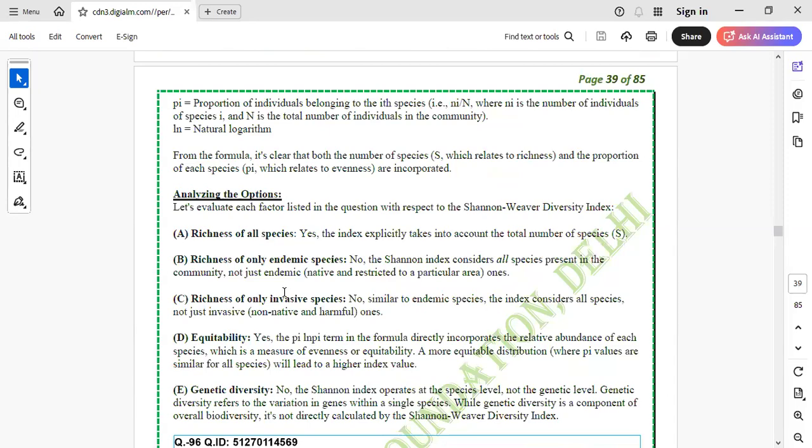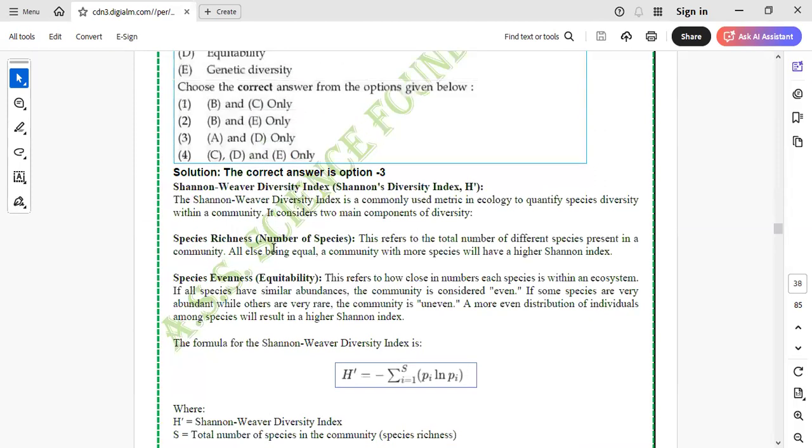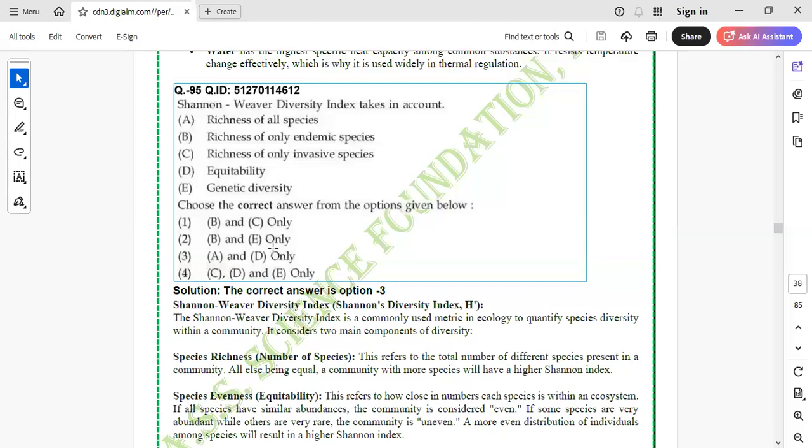So let's analyze the options that are there. Only two things they have mentioned, species evenness and richness. They talk about species evenness and they talk about richness. So richness of all the species and equitability is the only factor which they consider under Shannon-Weaver index. The rest, all not. So the third is the correct option here, because they consider only species richness and species evenness, which is equitability. So these two are a part of calculation of Shannon-Weaver index. Rest are not, so the rest will be eliminated.